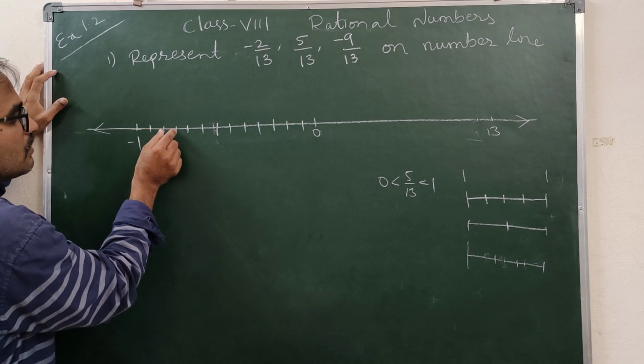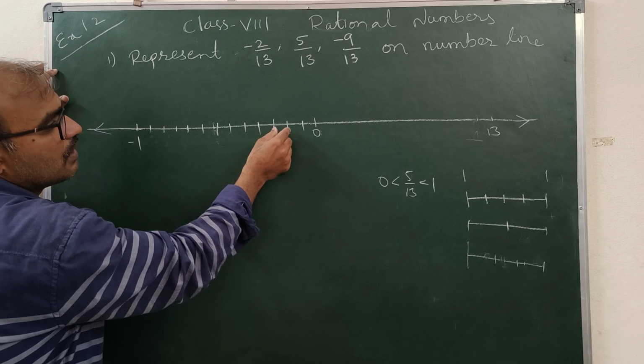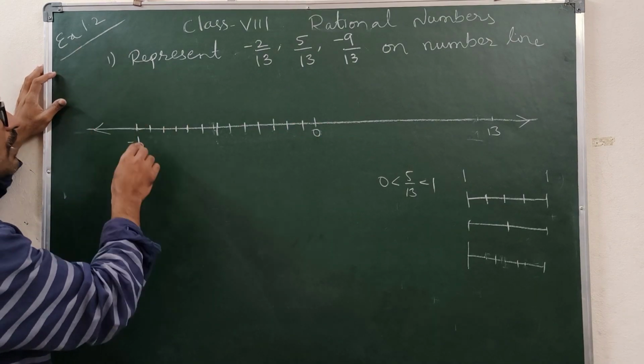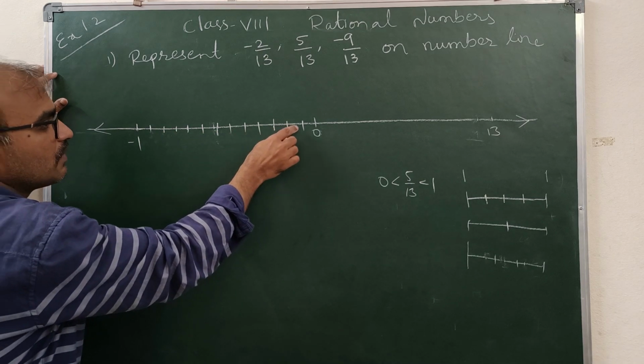First one, second one, third one, fourth one, fifth one, sixth one, seventh one, eighth one, ninth one, 10th one, 11th, 12th, 13th one. Right? 13 equal parts are made and 12 lines will be there. 1, 2, 3, 4, 5, 6, 7, 8, 9, 10, 11, 12.